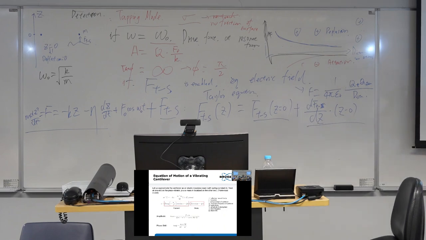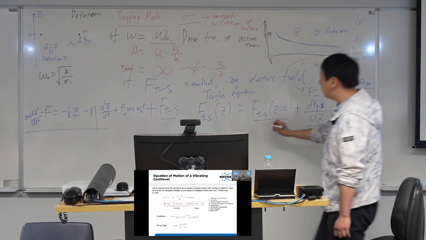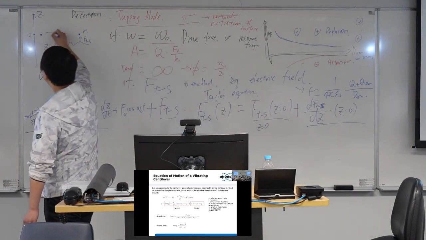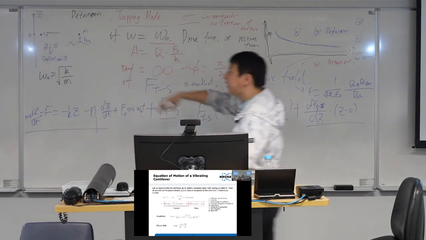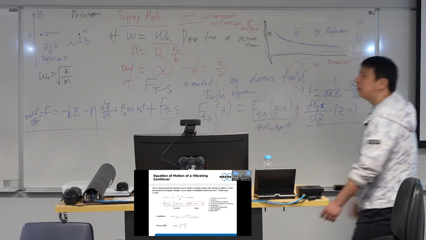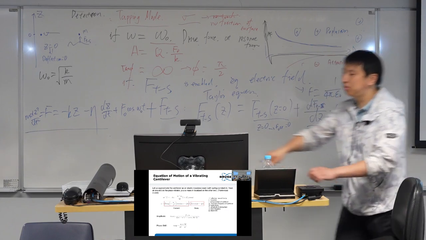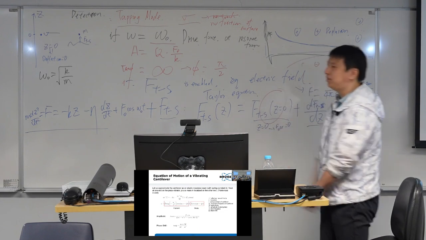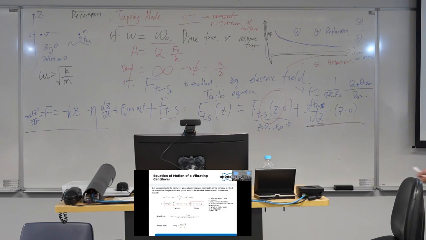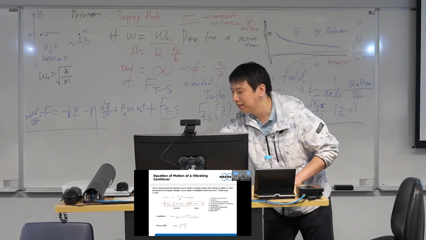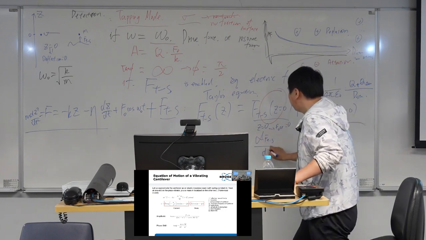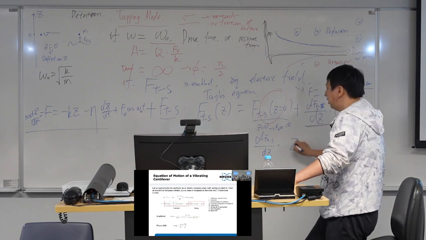Okay, let's take a look at the zero order. The zero order means z equals 0. What's the definition of z equals 0? The probe does not bend, right? The probe does not bend means the force is 0. So the zero order term is 0. So we only have the first order term, which we can write down as dFts over dz times z.